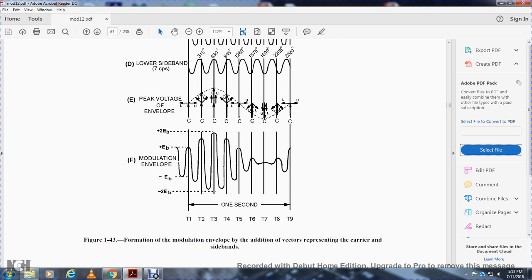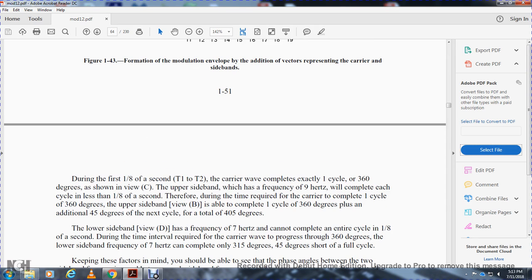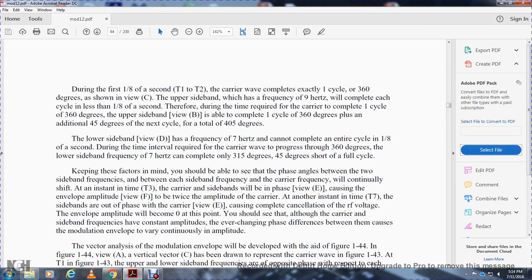Modulation envelope, 1 second. Now consider modulation envelope addition with the vectors representing the carrier and sidebands. During the first 1/8 of a second, from time 1 to 2, the carrier will complete exactly 1 cycle of 360 degrees, shown in view C. The upper sideband has a frequency of 9 Hz and will complete each cycle in less than 1/8 of a second. Therefore, during the time the carrier completes 1 cycle of 360 degrees, the upper sideband, view B, is able to complete 1 cycle of 360 degrees plus an additional 45 degrees of the next cycle, for a total of 405 degrees.